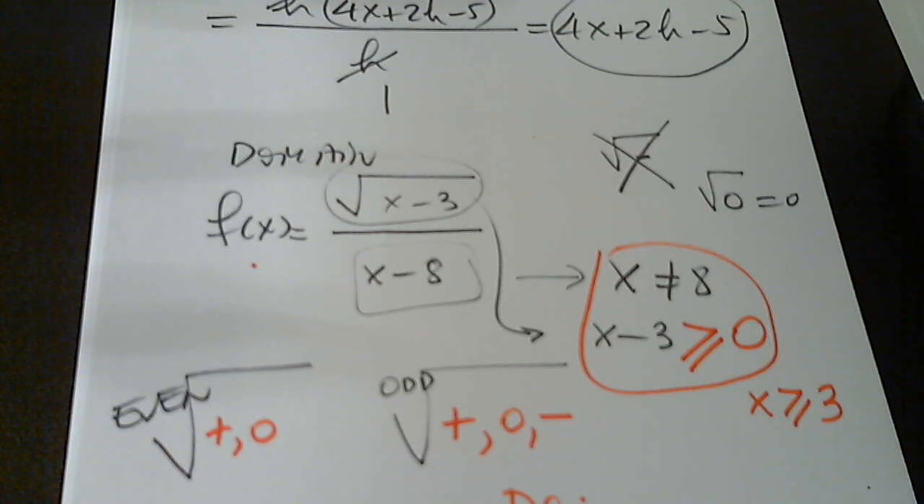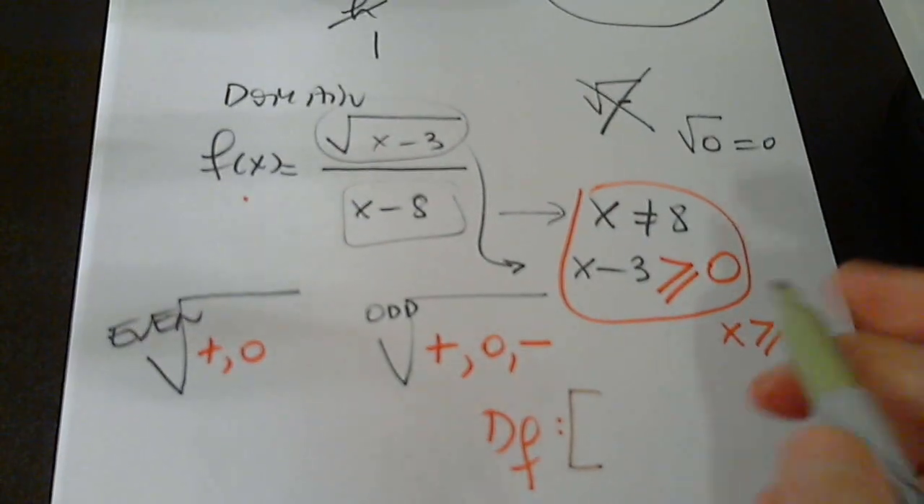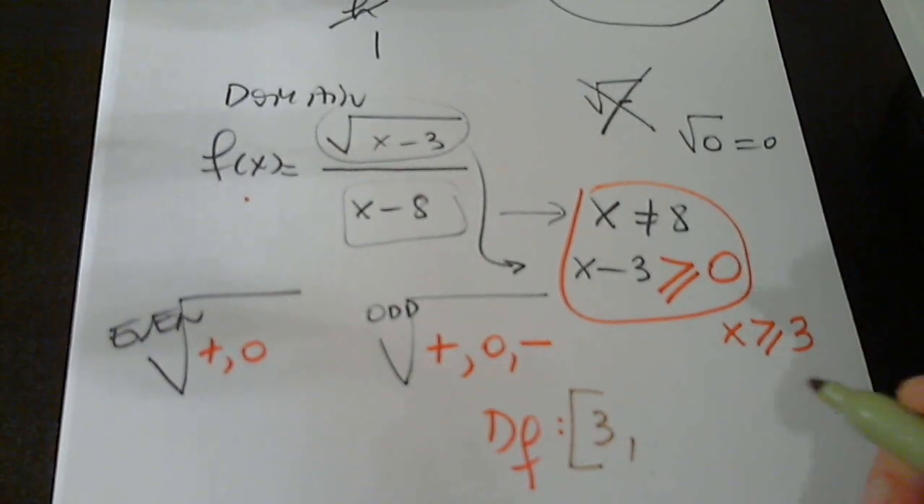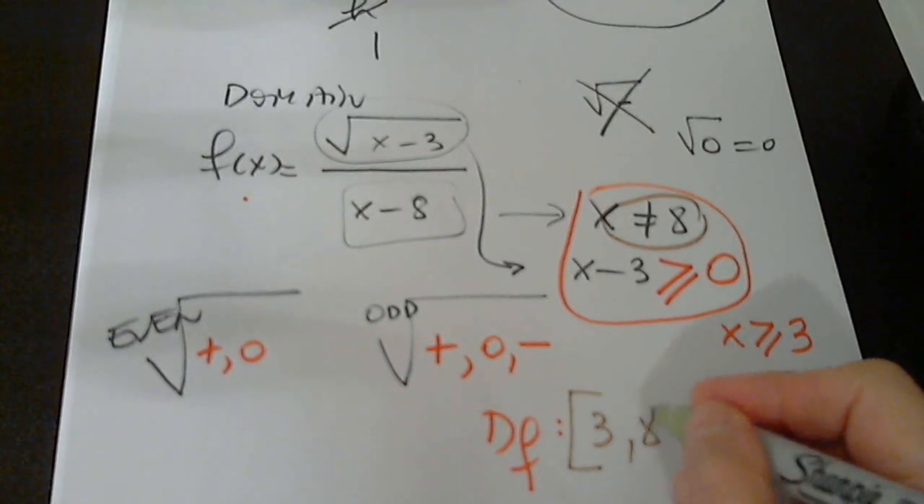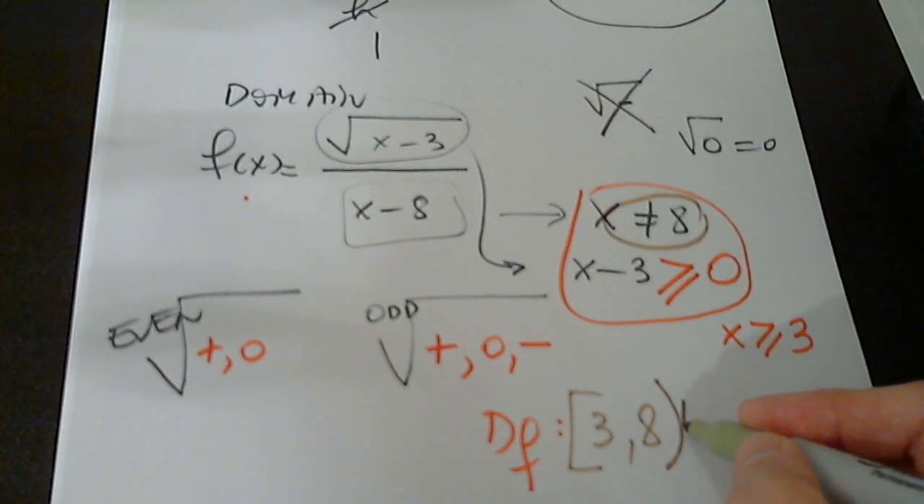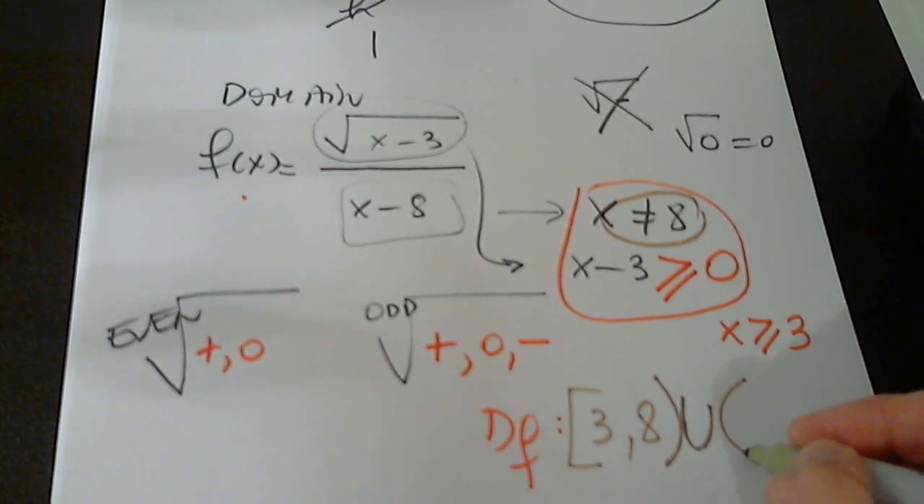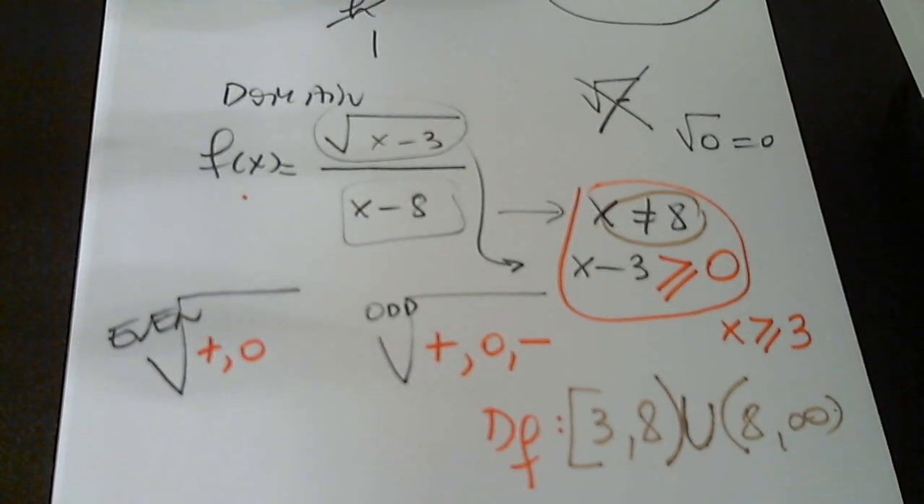Is it closed? Yes, closed, of course, because of the equal symbol. So 3 to infinity, skip 8. Then the union, excellent, from 8 to infinity. That's it. Everything from 3 to infinity, skip 8. Good.